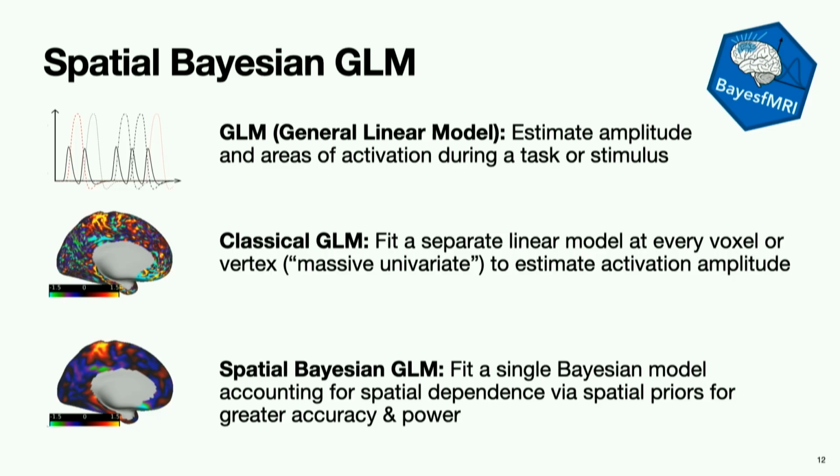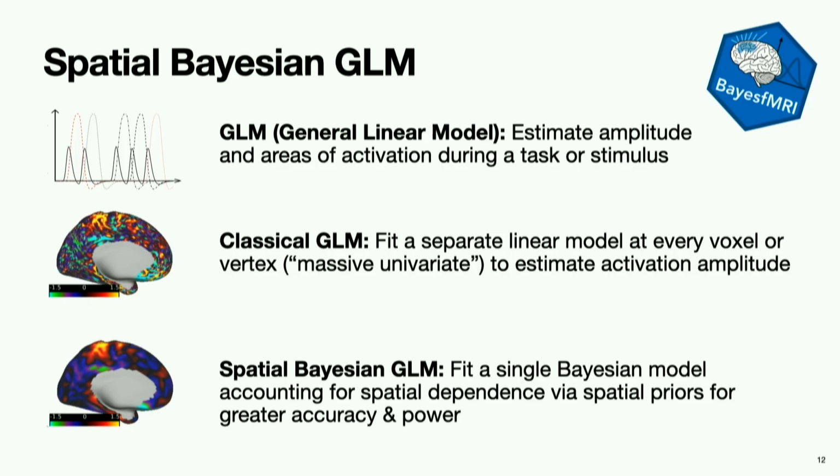So what I'm going to refer to as the classical GLM is a massive univariate approach. This is the standard approach to analyzing task fMRI data. Of course, there are many variants of the classical GLM, but fundamentally what we're doing is massive univariate modeling where we're fitting a separate linear model at every location. So the Spatial Bayesian GLM, which as you can see I'm illustrating here, oh, where's my pointer?